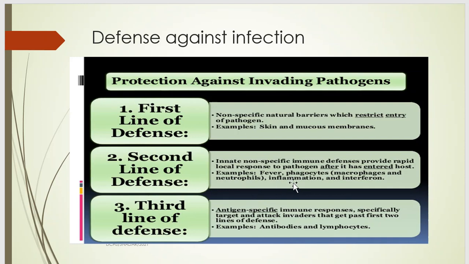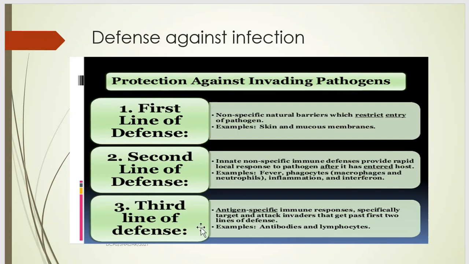Another thing is inflammation. When we get a cut, more blood is going to flow to that area. There will be swelling, and more lymphocytes are going to be there to fight against the entering pathogens. That is called inflammation. Also, the body is going to release a lot of interferon to stimulate or boost our immune response, which works through the fever and so on. So these are innate or non-specific immune defenses. That is the second line of defense.